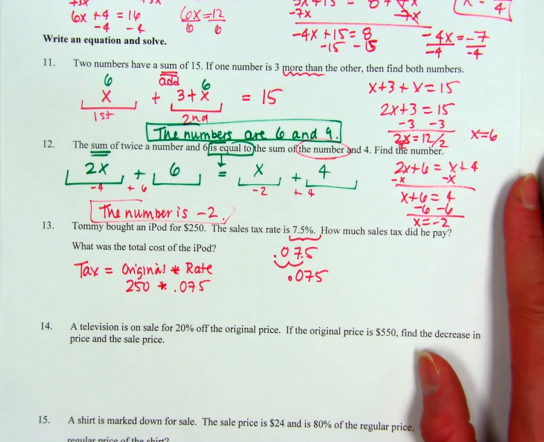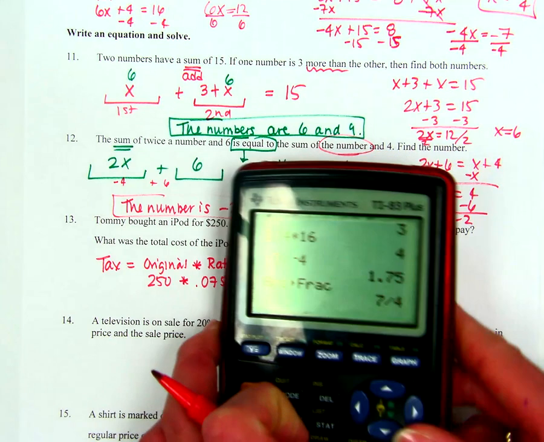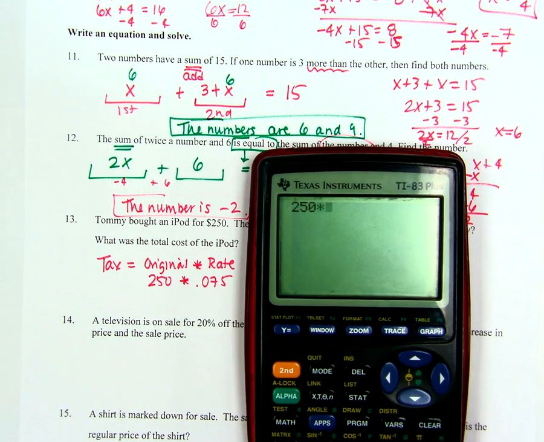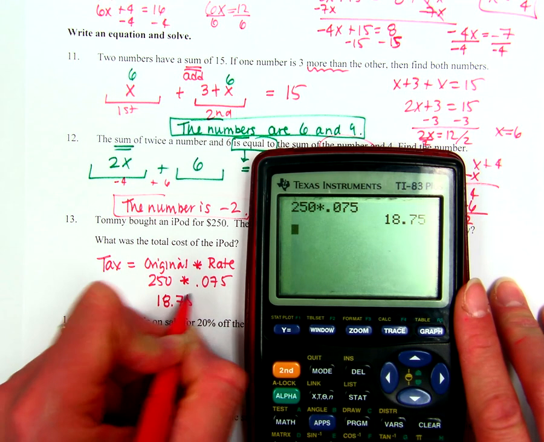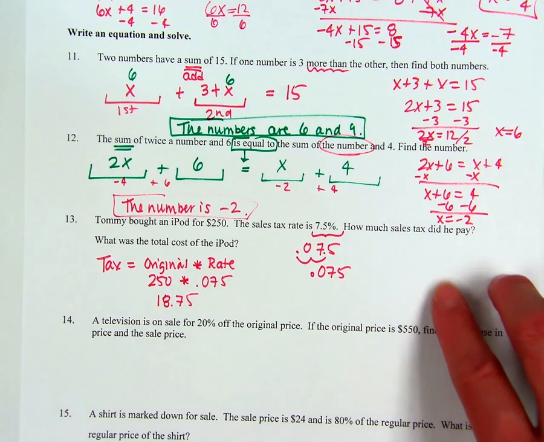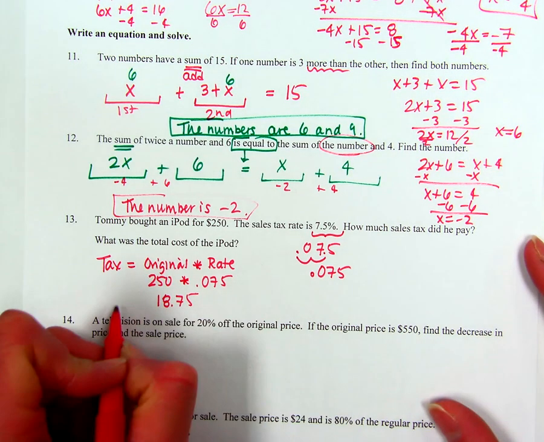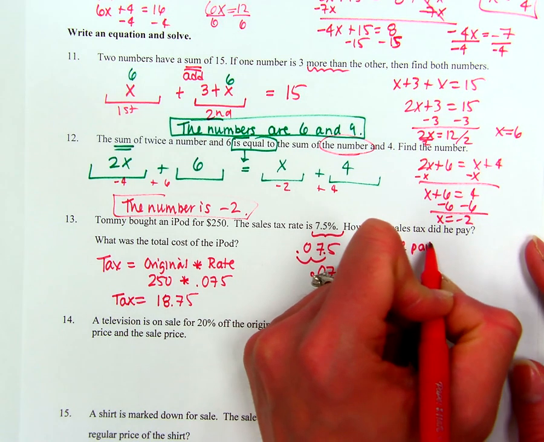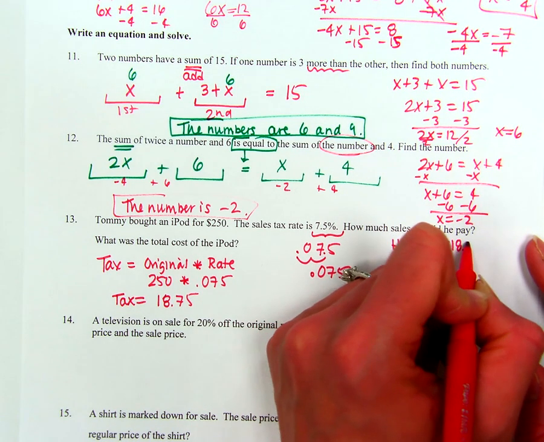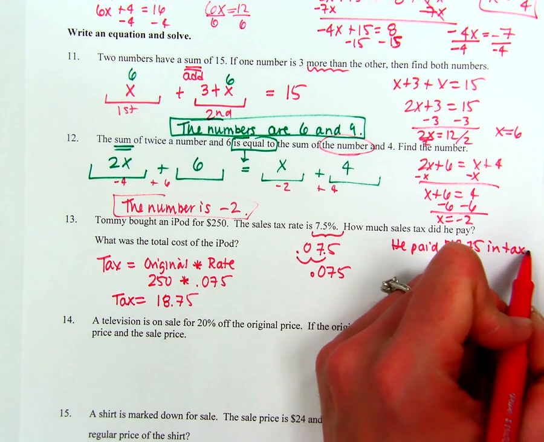So here's your equation. All right, so use your calculator. 250 times 0.075 gives you 18.75. All right, so make sure you actually answer the question. How much sales tax did he pay? That's my tax. So he paid $18.75 in taxes.